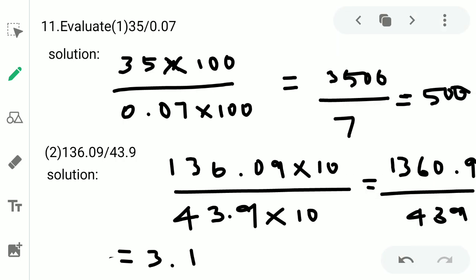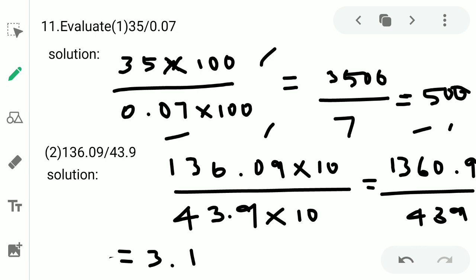Now in this question, 11th one, evaluate first one, 35 by 0.07. Since I already said you have to look into the denominator first if they give it in decimal. After the point you have 2 digits here, so you multiply by 100 and 100. When I multiply, you will get the answer as 500, after dividing.